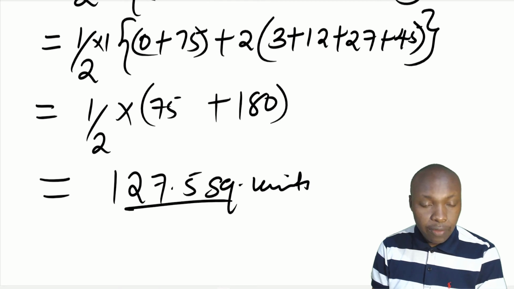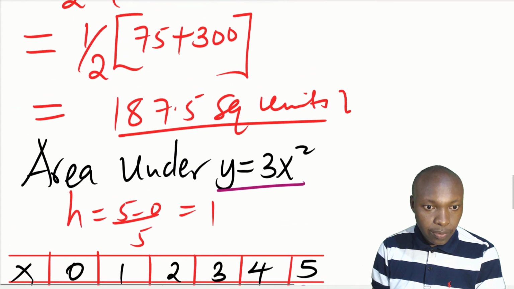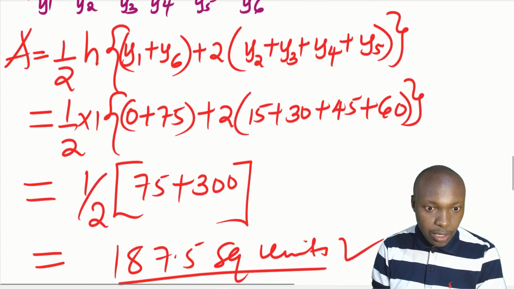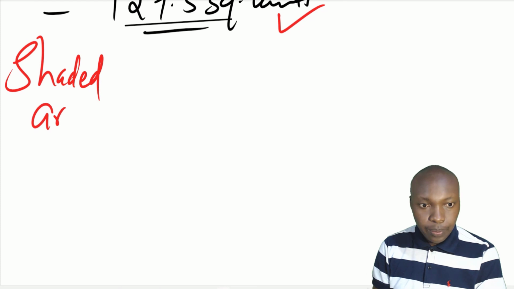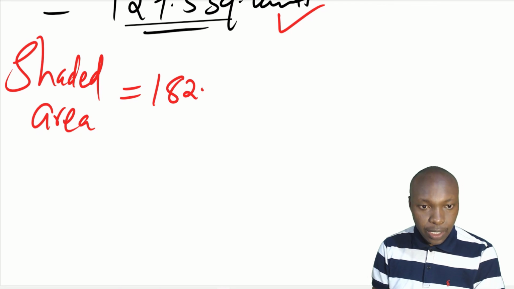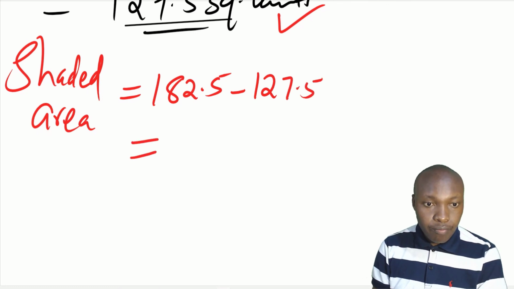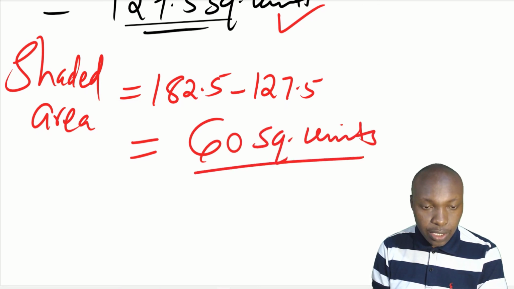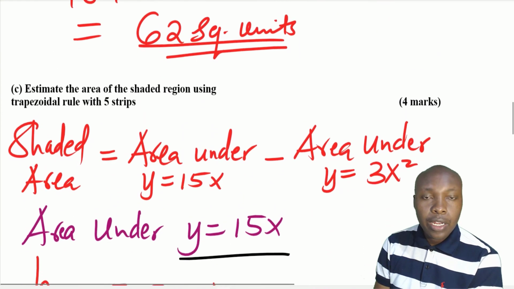That is the area under the second curve. Now we can proceed. Having the two areas, the area below and the area on the top of the other curve, 187.5, we are getting the shaded area by subtracting the two areas. So the shaded area will be the area under the top curve, which is 187.5, then subtract the second area we've obtained, 127.5. This will give us 60 square units. 60 square units is the area, and that is simply how we're supposed to get the area under the curve by use of the integration method and the trapezoidal rule.